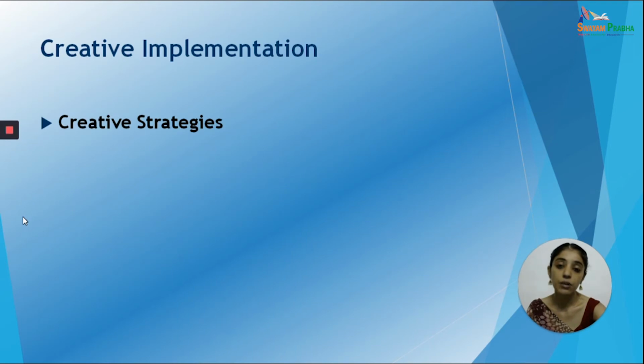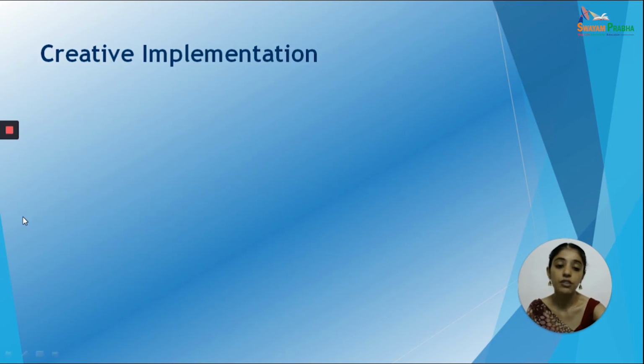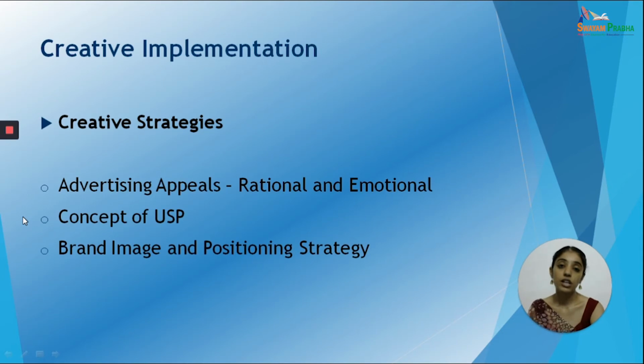Next, creative implementation deals with creative strategies. Creative strategies involve advertising appeals, concept of unique selling proposition, and brand image and positioning strategies. Advertising appeals lie at the heart of creative implementation. How do you think of selling something? You have ideas. Advertising appeals are those ideas which will eventually persuade your consumers or customers.